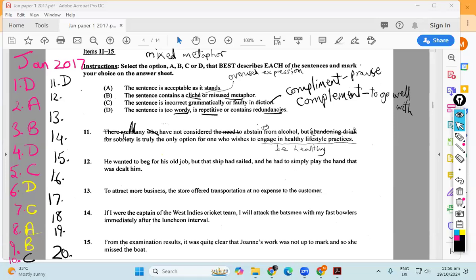All right, so all I'm doing when I write in number 11 is trying to see if I could take out things without changing the meaning. And if I could take out words without changing the meaning, then that means it's wordy or it has redundancies or it's repetitive, right?